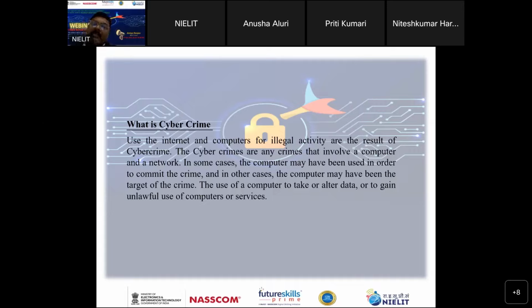So, what is cyber crime? Cyber crime is crime which uses the internet and computer for illegal activities, and the result is known as cyber crime. Cyber crime is any type of crime that involves a computer and a network. In some cases, the computer may have been used to commit the crime, and in other cases, the computer may have been the target of the crime.